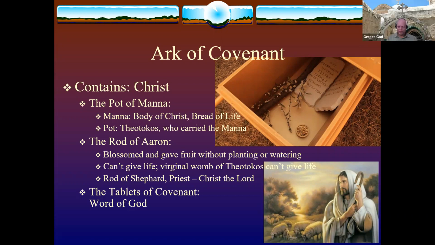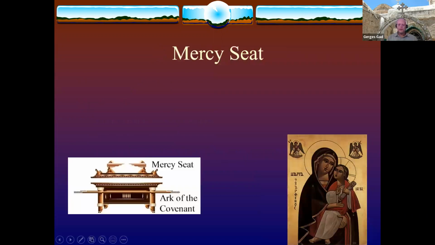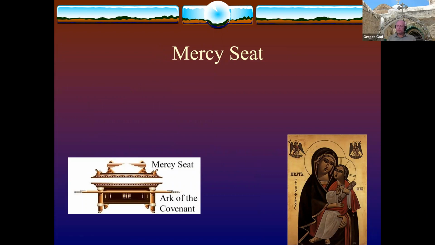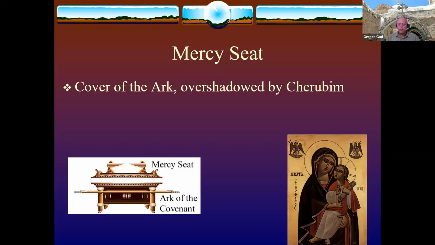You understand now? So now we understand the Ark of Covenant, how it resembles Saint Mary. What about the cover on top of the Ark of Covenant, which is called the mercy seat? As you see in the picture here, it was the cover, and it was overshadowed by two cherubim, spreading their wings, and they are bowing, looking down.